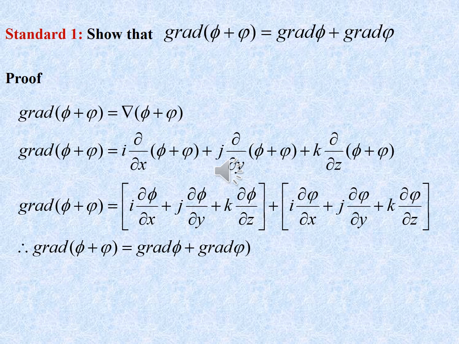Standard one: show that grad of phi plus psi is equal to grad phi plus grad psi. We know that grad S is equal to del S. So by using that formula, I am rearranging all these things. First of all, grad of phi plus psi is equal to i dou by dou x of phi plus psi plus j dou by dou y of phi plus psi plus k dou by dou z of phi plus psi. We are separating here, phi terms on one side, psi terms on the other side. So that is equal to i dou phi by dou x plus j dou phi by dou y plus k dou phi by dou z plus i dou psi by dou x plus j dou psi by dou y plus k dou psi by dou z. This can be simply written like this: grad phi plus grad psi.